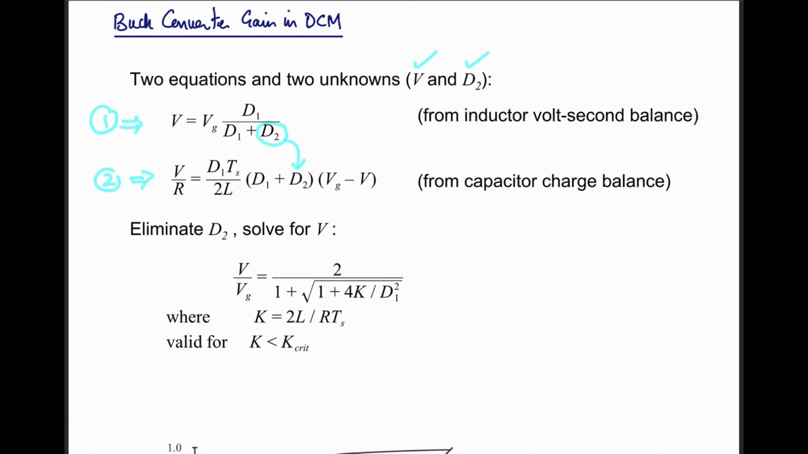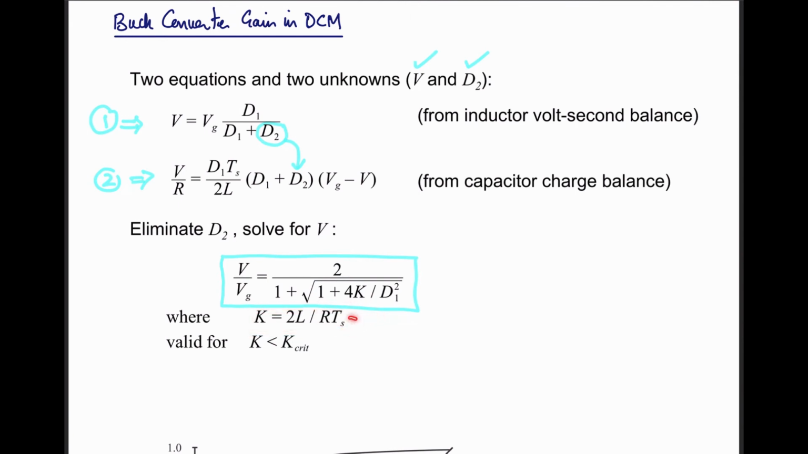and then simplify and rearrange, you will get this expression, that is V by Vg is equal to 2 divided by 1 plus under root 1 plus 4k divided by d1 square. So what is k? K is equal to 2L by RTS. We have defined this k in the previous video when we were discussing the DCM for the buck converter. And for all the converters, we will stick to this value of the k, buck converter, boost converter, or the buck boost converter.